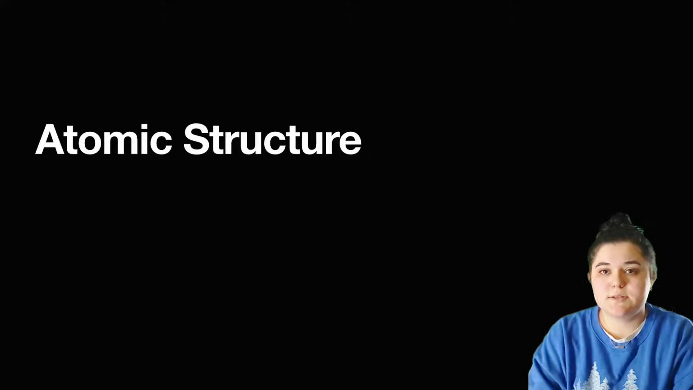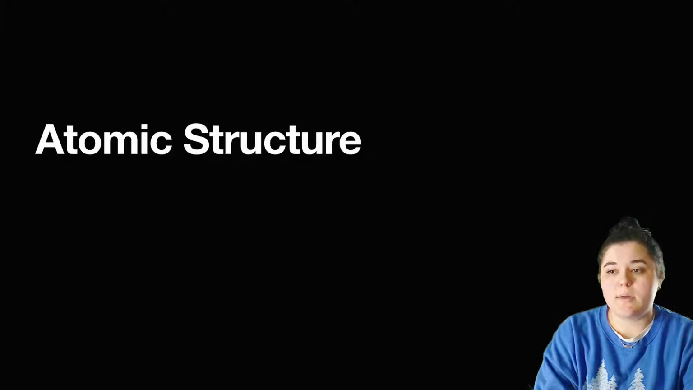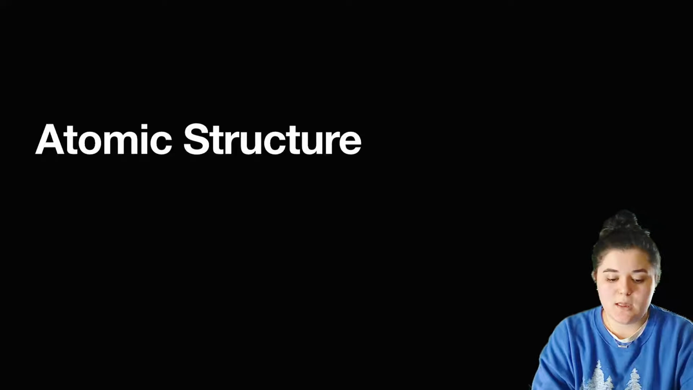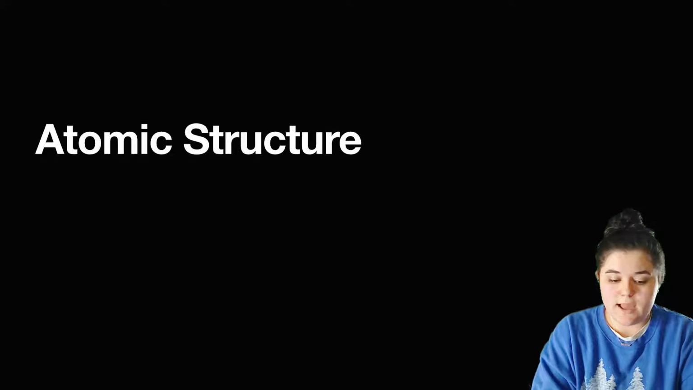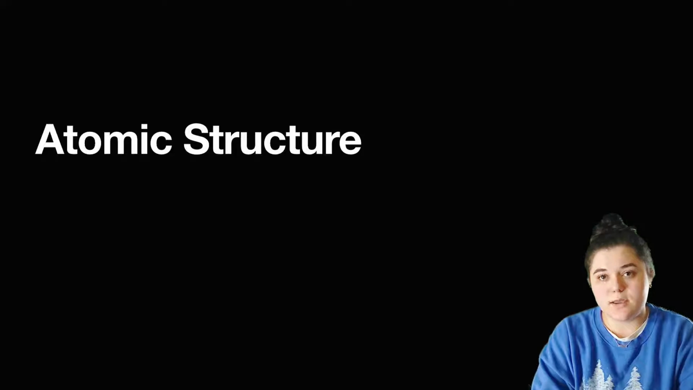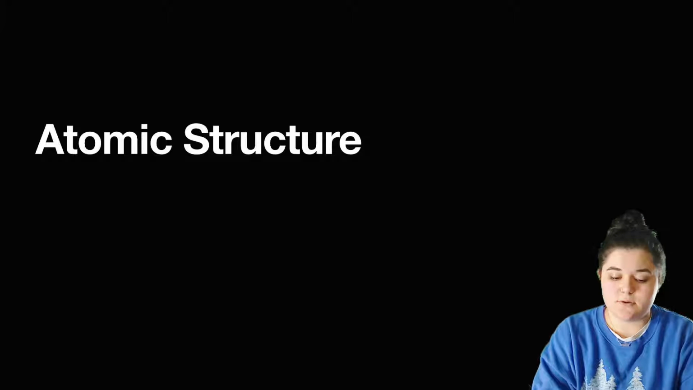Alright, so in today's video we're going to be talking about atomic structure. Just as a little background, there are two basic types of electric sources. That's going to be AC, which stands for alternating current, and DC, which stands for direct current.